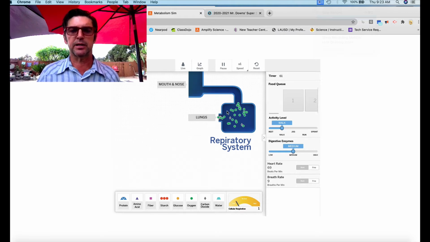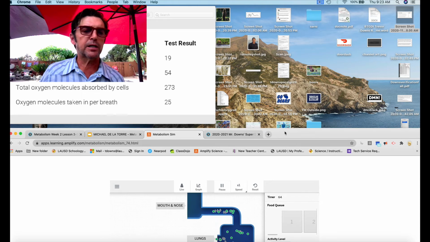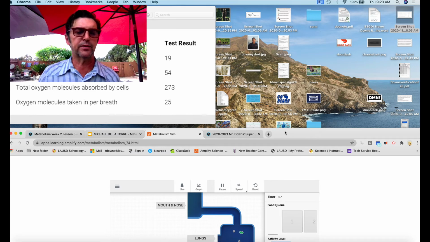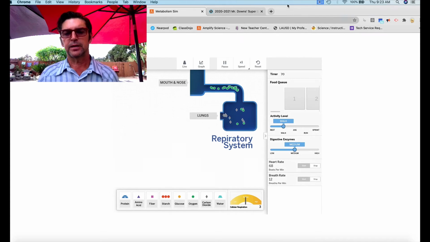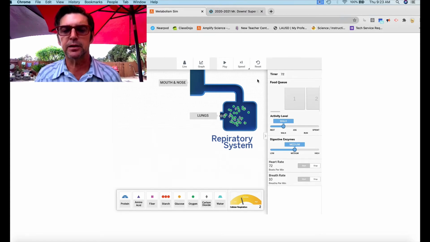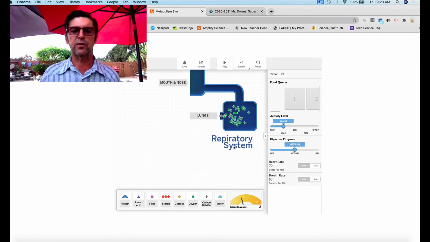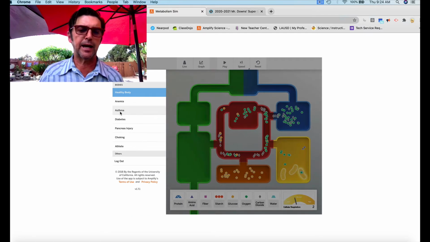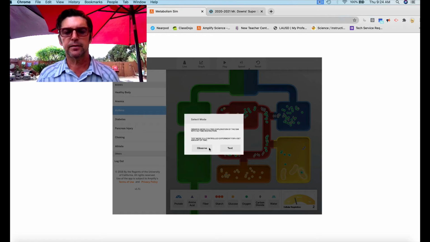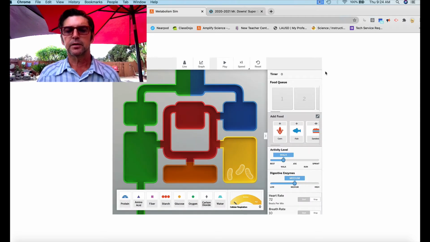So let's compare this to our oxygen molecules taken in per breath. Hers is 25. Let's pause this and just see. How many does a normal person have? 1, 2, 3, 4, 5, 6, 7, 8, 9, 10, 11, 12, 13, 14, 15, 16, 17, 18, 19, 20, 21, 22, 24, 25. So let's check that. Then let's go back and check an asthma patient just to kind of compare that. Test. And let's see, here we go again.